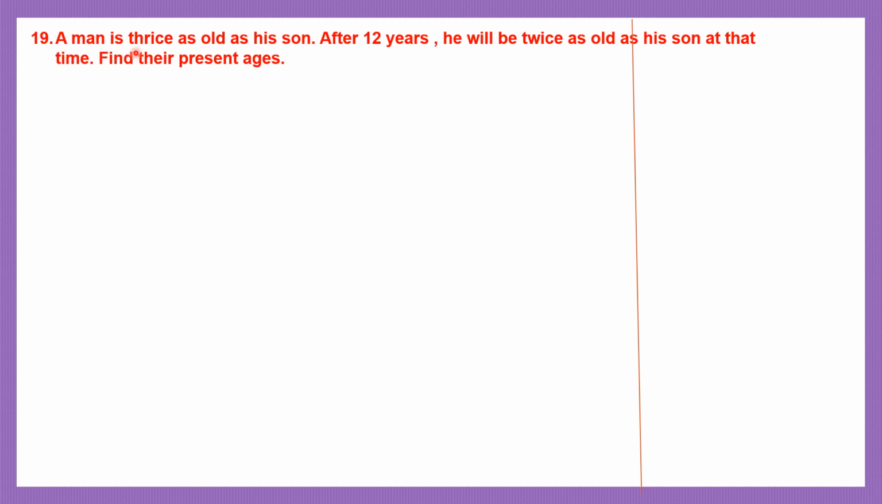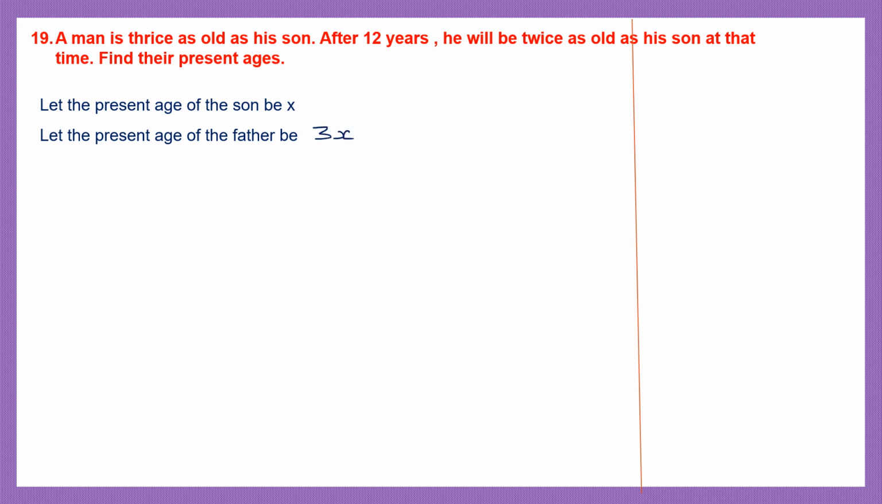19. A man is thrice as old as his son. After 12 years, he will be twice as old as his son at that time. Find their present ages. So let's begin. Let the present age of the son be x. The father is thrice as old as his son, so the present age of the father will be 3x.